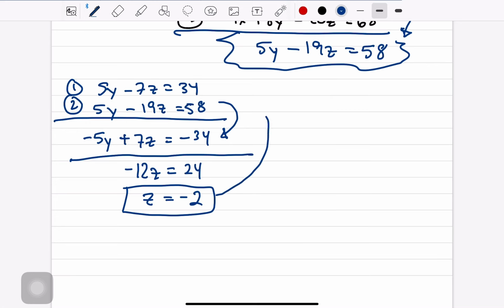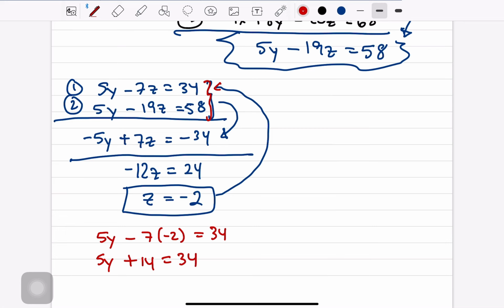I can go ahead and plug this back into any one of these two equations to solve for my y. I'm going to choose equation 1 just because it's got smaller numbers. So 5y minus 7, not z, but negative 2, equals 34. I plugged in my negative 2 for z because I have it. So I have 5y plus 14 equals 34, and then I'm left with 5y equals 34 minus 14. I believe that is 20.